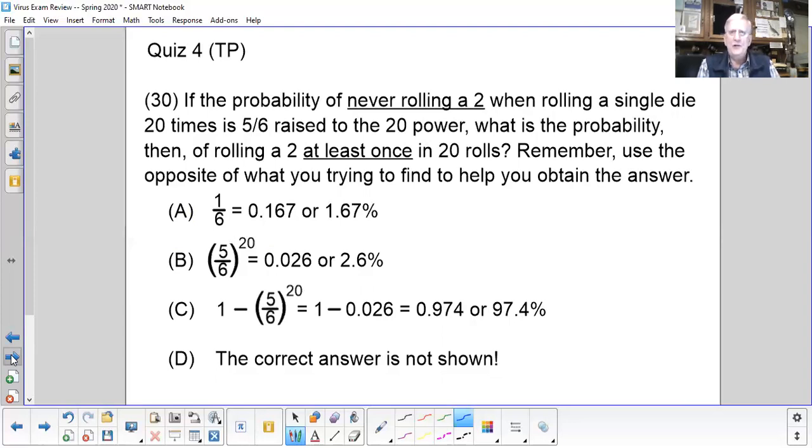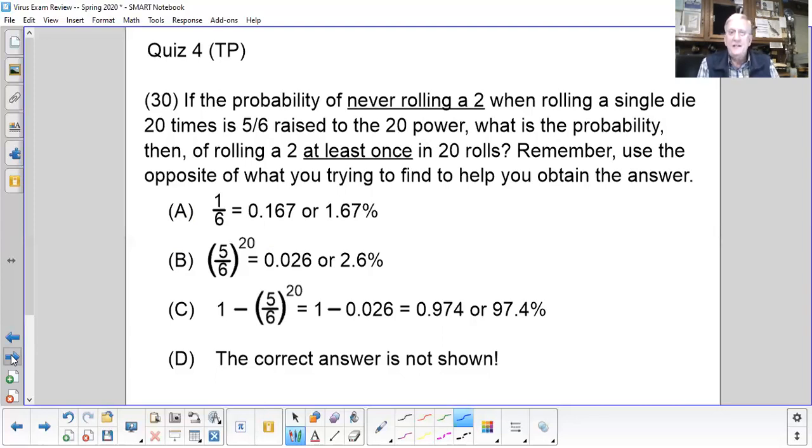So if you look at choice B up there, choice B gives you the probability of never rolling a 2 in 20 rolls of a single die, whereas C gives you the probability of rolling at least one 2 in 20 rolls of a single die. You might get 2 of them, you might get 4 of them, you might get 7 2s in 20 rolls, but you'll at least get 1.